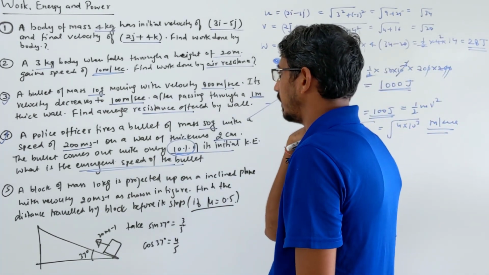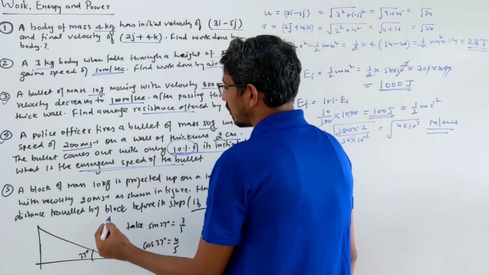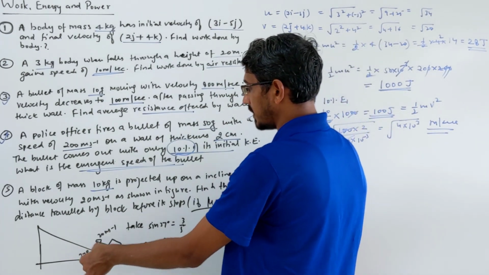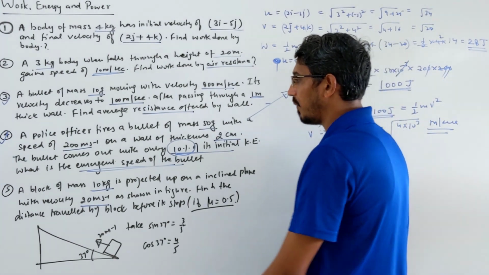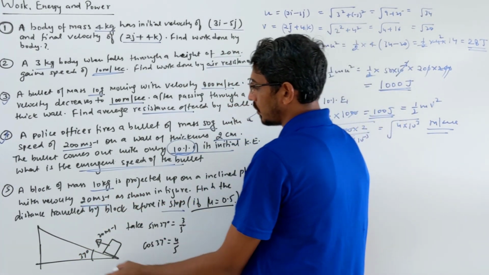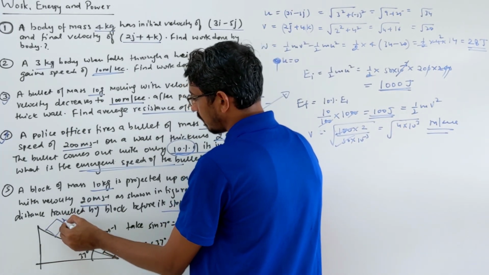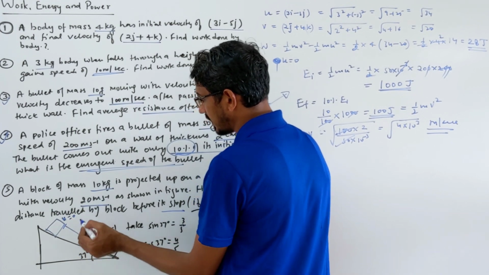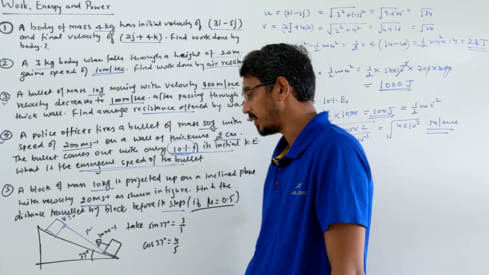Now moving on to the next problem. Fifth problem. A block of mass 10 kg is projected up an inclined plane, as you can see, with a velocity of 20 meter per second as shown in the figure. Find the distance traveled before it stops. It's moving on a rough surface. Suppose it comes up to here, the final velocity will be 0, initial will be 20. They are asking for the distance x traveled before it stops. This is a very nice question.